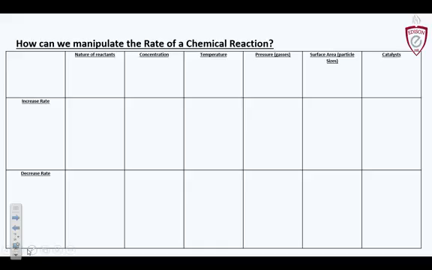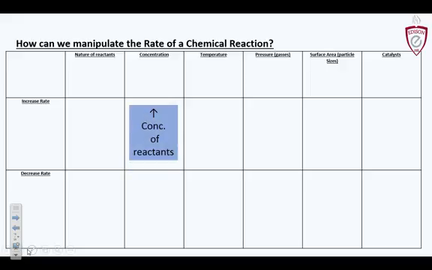Well, let's see. Nature of reactants. If I want to increase the rate, I should somehow try and figure out how to switch my reactants to ionic things. Right, because ionics react faster. If I want to slow it down, well, then maybe I should use covalent. You're never really going to be asked to do that. You just need to know ionics go fast, covalents will go slow. There you go.